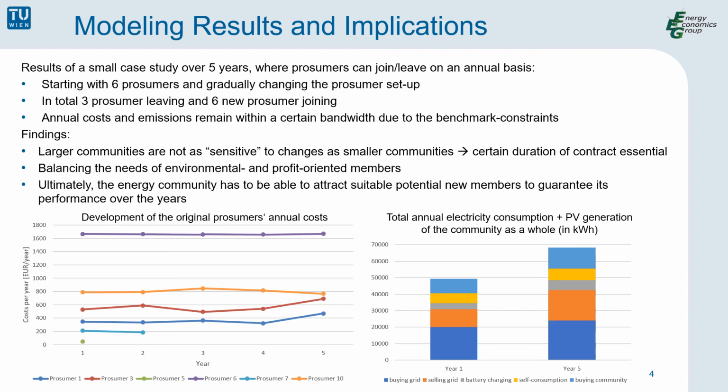Some points that are important to consider. Small communities are more sensitive to changes within the community, so having a longer duration of contract might be beneficial for smaller communities. Also, balancing the needs of environmental and profit-oriented prosumers is important. Finally, it's a task of the community itself or the community operator to attract new prosumers who are suitable to the community.